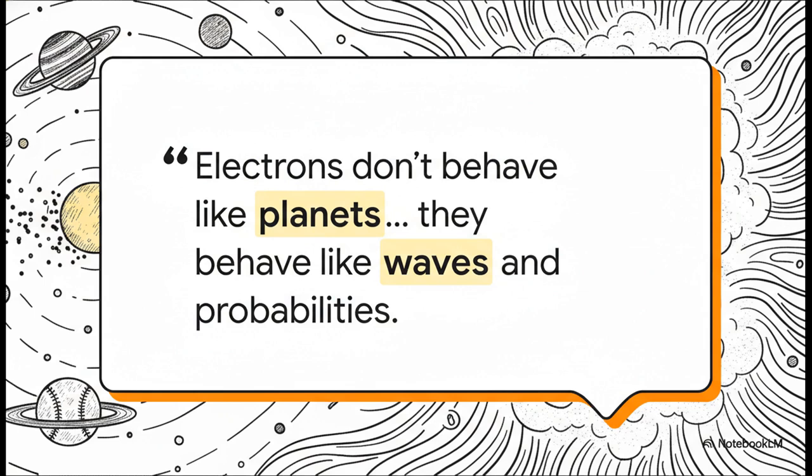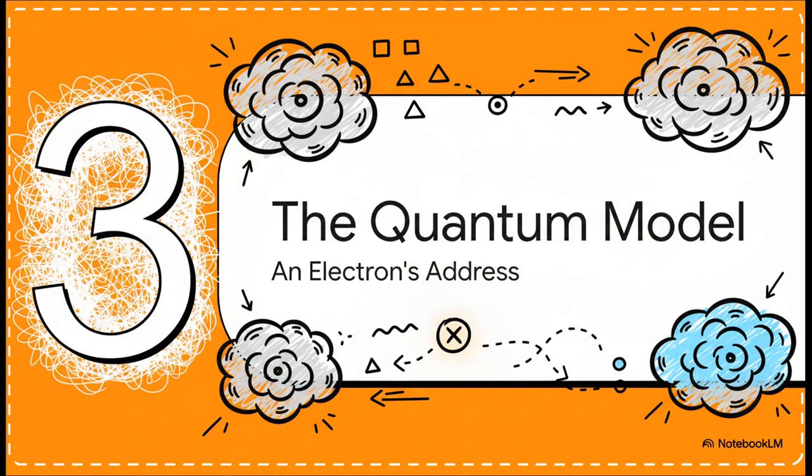The shocking, mind-bending truth was this: electrons aren't just little particles whizzing around. They also behave like waves of probability. This bizarre discovery led us to the modern quantum model of the atom. And honestly, it's less of a physical picture and more of a rulebook, a set of laws that perfectly describes an electron's energy and where you're most likely to find it. The best analogy? It's like finding an electron's precise address inside the atom.